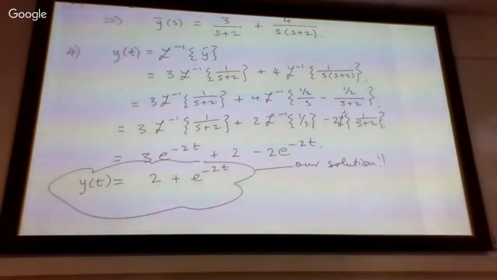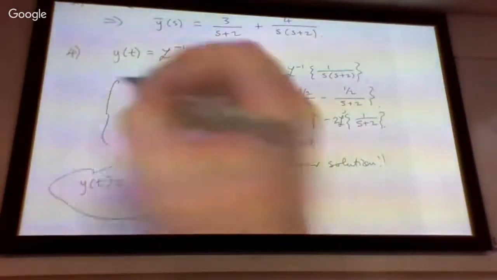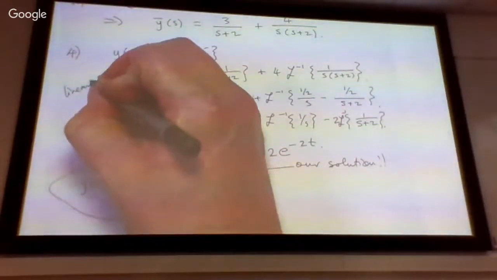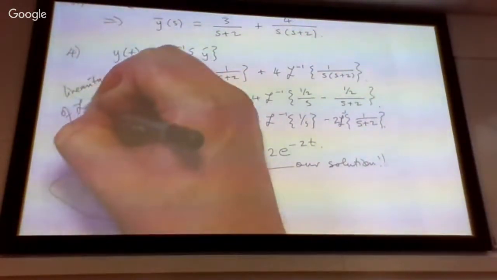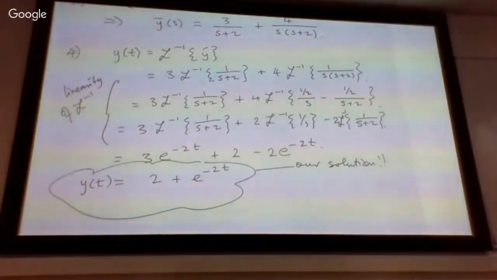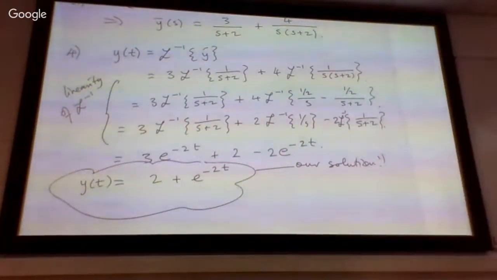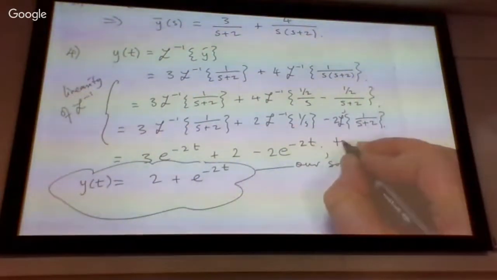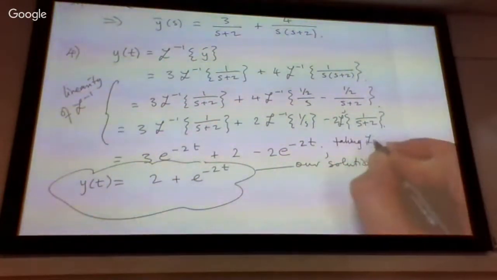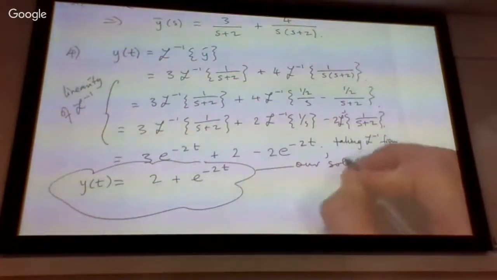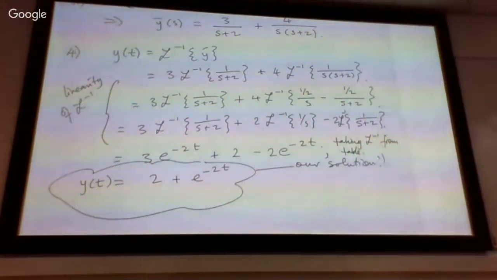Okay, but the same 4 steps that we've gone through there. Same justifications along the way. So here again, we were using the linearity of the inverse transform. And then the justification for the final step at the end was taking inverse transforms from the table. From the table of the Laplace transform.